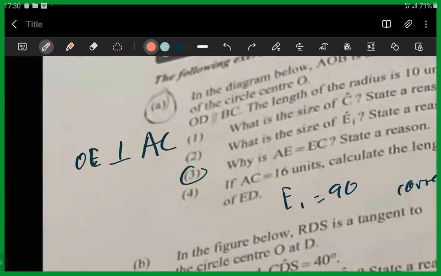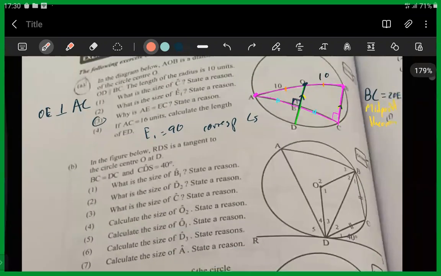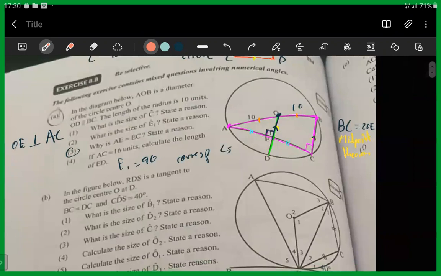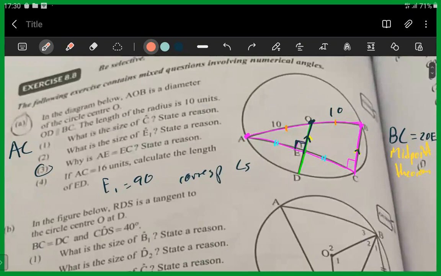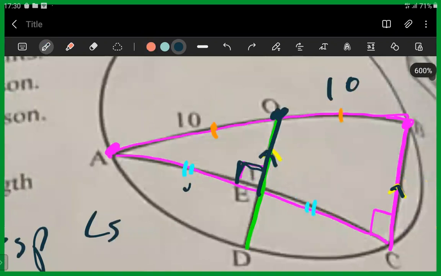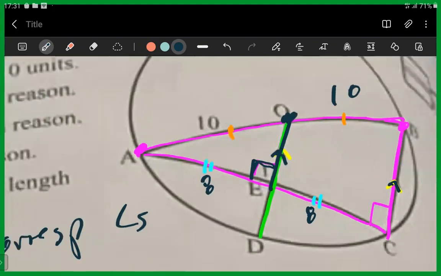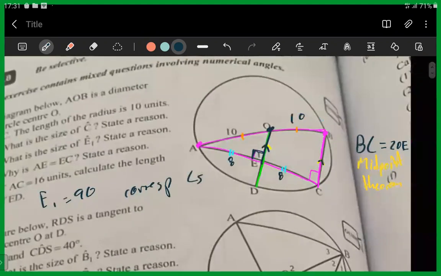The next one says if AC is equal to 16, calculate the length of ED. So where is AC? AC is equal to 16, right? So they're already giving us the length here, which is just going to be 8. This is also going to be 8. The one thing we should not forget is that if this is 10, and this is also equal to 10, it means that OD is also equal to 10. So let's not forget that.